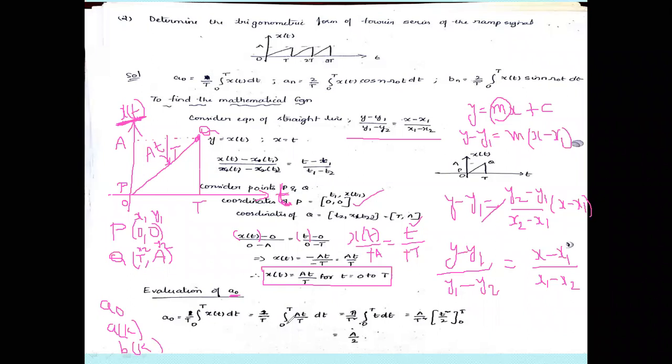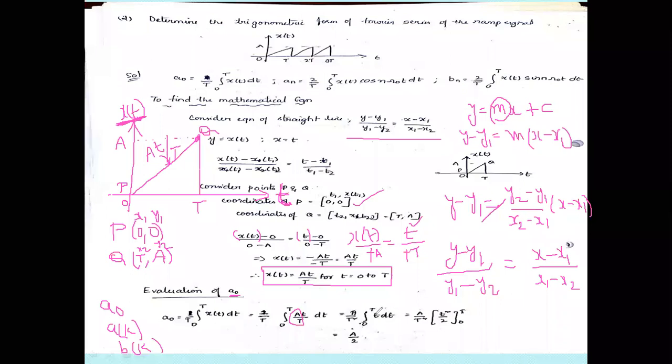1 by T, what is the integral? We are taking from 0 to T only. 0 to T, the x of t is A t by capital T into dt. Here A by capital T is a constant. So it becomes 1 by T into A by T, which is A by T square, with the integral of 0 to T, t into dt.